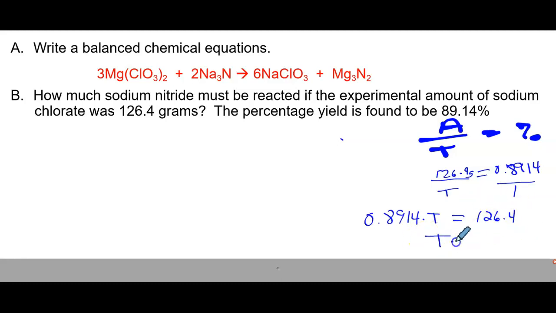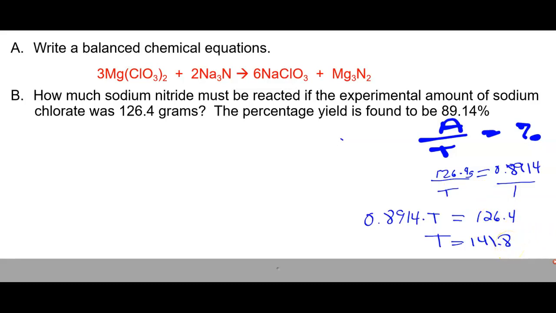T equals 141.8. If you're unsure of sig figs, you can probably always do 3 to 4. 4 would be your best bet. That's usually what I do things in, is 4 sig figs. Okay, so we got 141.8. That's my T. So now I know that is what comes from my limiting reactant.